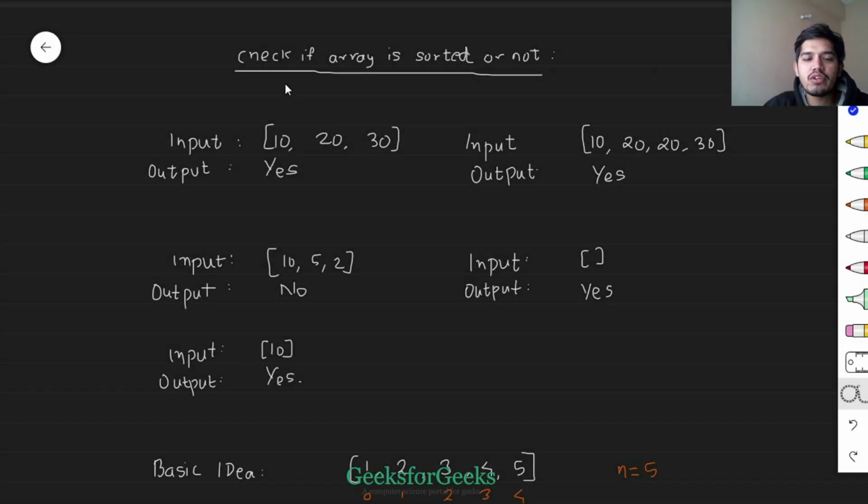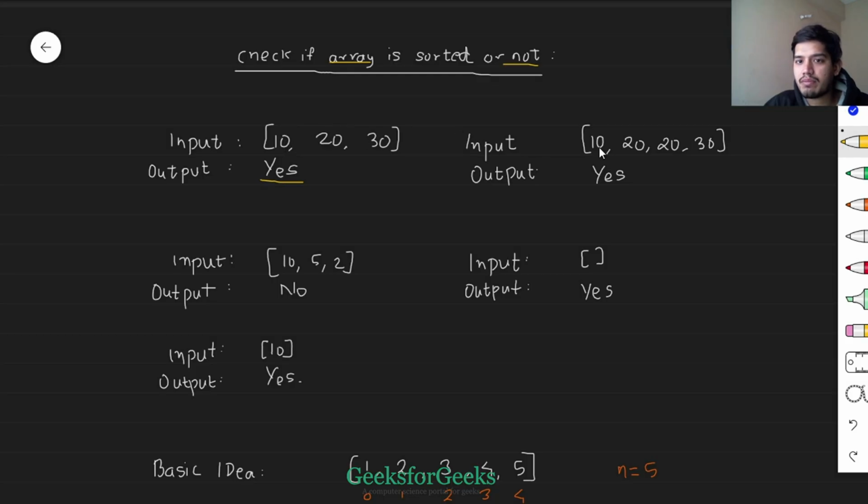Hello everyone. Today we are going to talk about this question in which we are given an array and we need to find whether that given array is sorted or not. An input example can be 10, 20 and 30. For this we need to print yes because they are sorted in ascending order: 10, 20, 30.